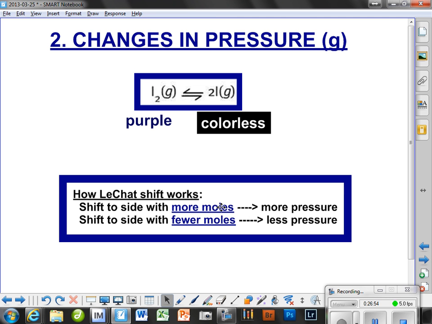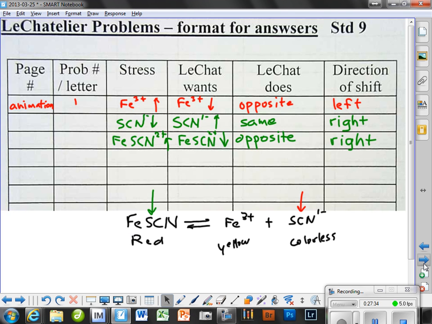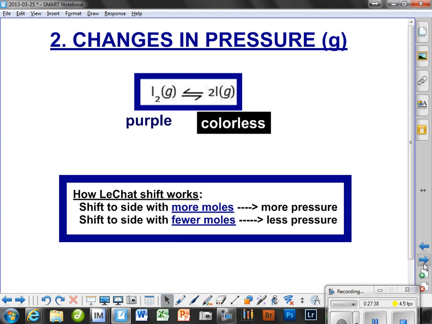Shift to the side with more moles. How is this different than what we did before? What did we do before? Here, same or opposite side as the species we're talking about, right? Notice same and opposite come in with temperature changes that are stressing this situation. But this guy is more moles or fewer moles. That's how LeChat takes care of pressure changes. He doesn't really take care of it, but he gets it back that direction. So we're trying to talk about here what happens with pressure changes.